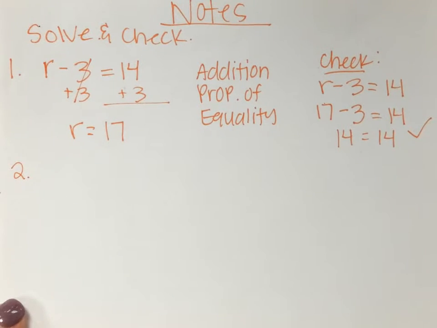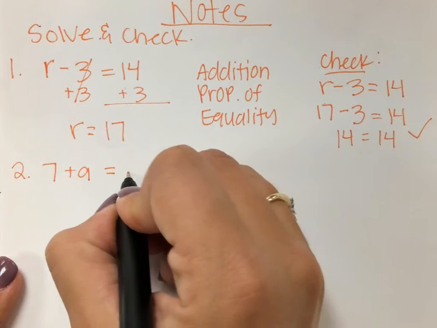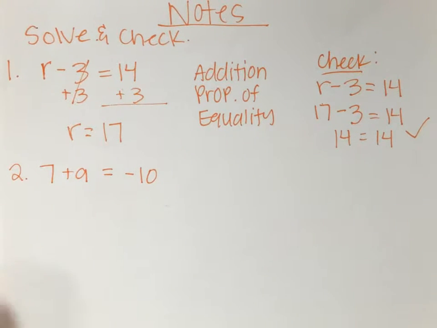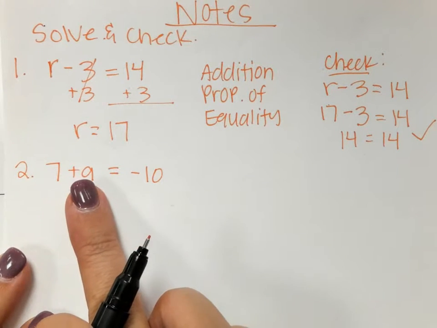Alright, so let's look at another one. We've got 7 plus a equals negative 10. I'm solving for a. So how do I solve for a? Maya. You add 10. I mean, no. Add 7. Which one are we on? Number 2. I want to get a by itself.